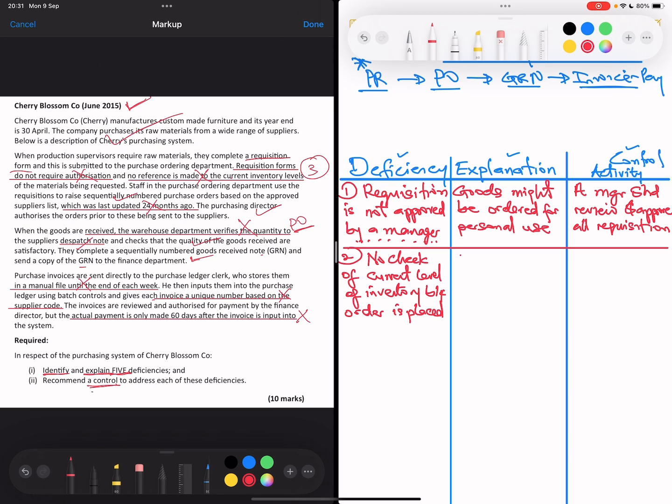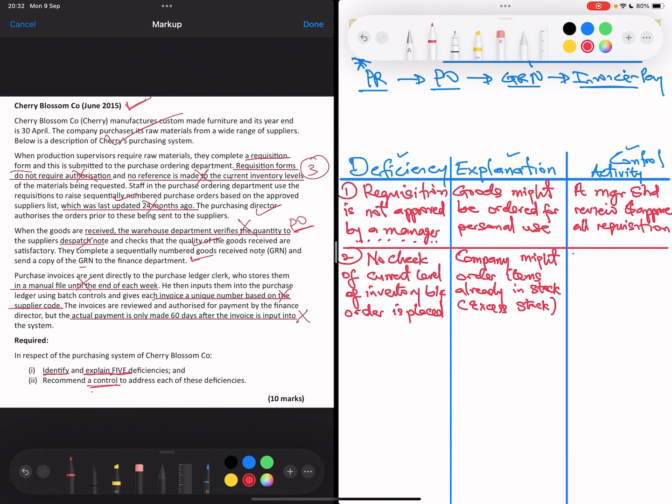What could go wrong is that the company might order items already in stock. So which means you have excess stock. And what is the control? Control is that you must always check your inventory level before a requisition is approved.